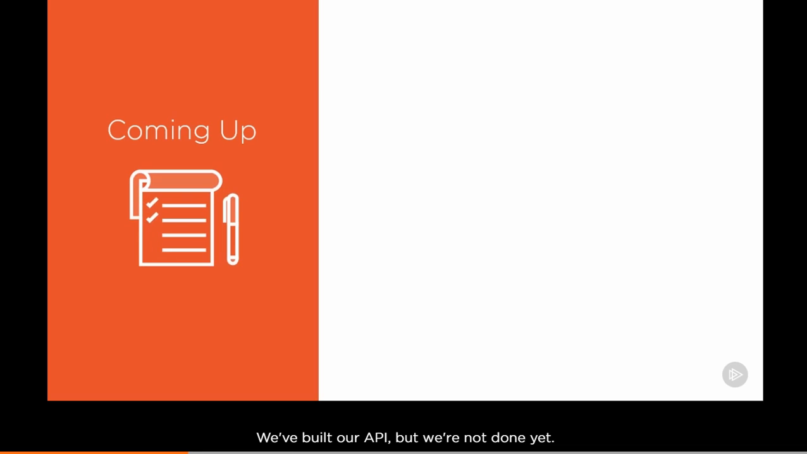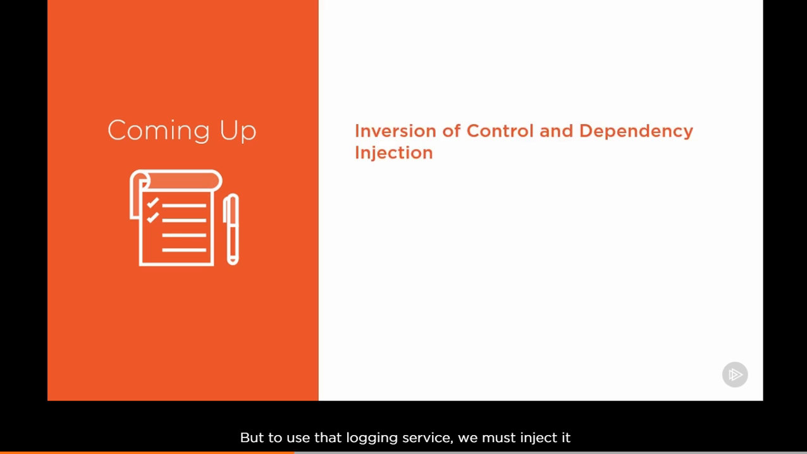We've built our API, but we're not done yet. All APIs require a certain amount of logging, and ASP.NET Core has a built-in logging service. But to use that logging service, we must inject it into the class that needs it. So first of all, we'll learn about ASP.NET Core's built-in dependency injection system. And then we'll inject a logger through this. And we'll also learn how to log to a file.